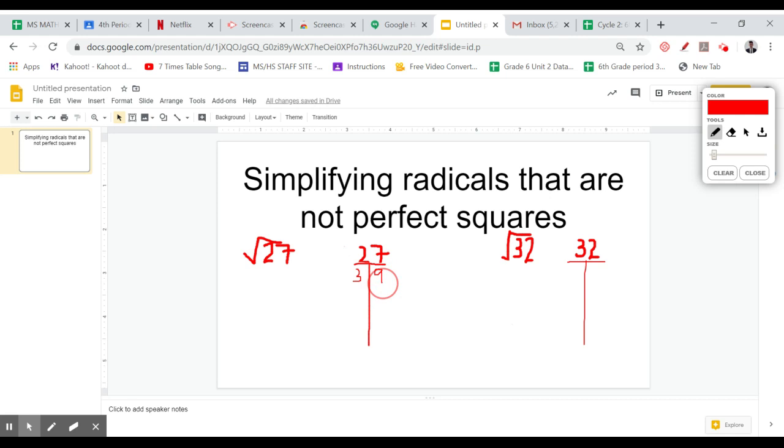If you think of other factors of 27, 4 is not a factor of 27, 5 is not a factor, 6 is also not a factor, 7 is also not a factor, 8 is not a factor, and 9 is a factor, but I'm not going to list it because I'd be repeating 3 and 9. So obviously in this example for 27, we're going to use 3 and 9.